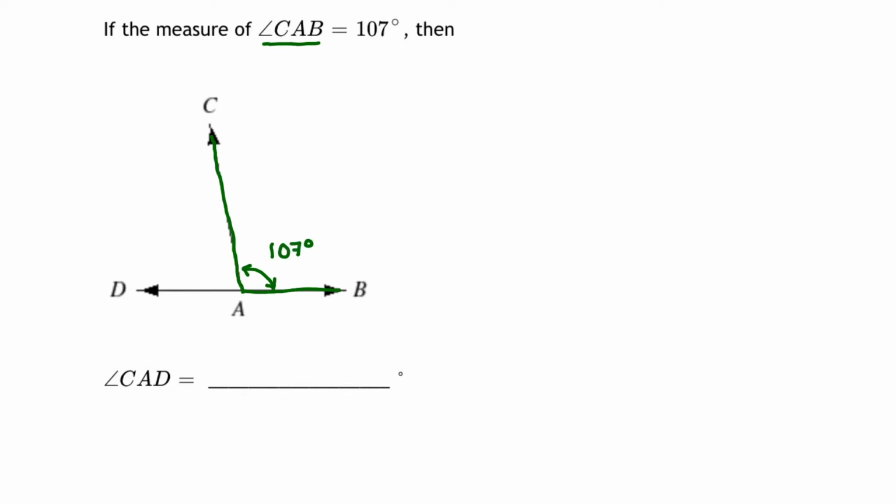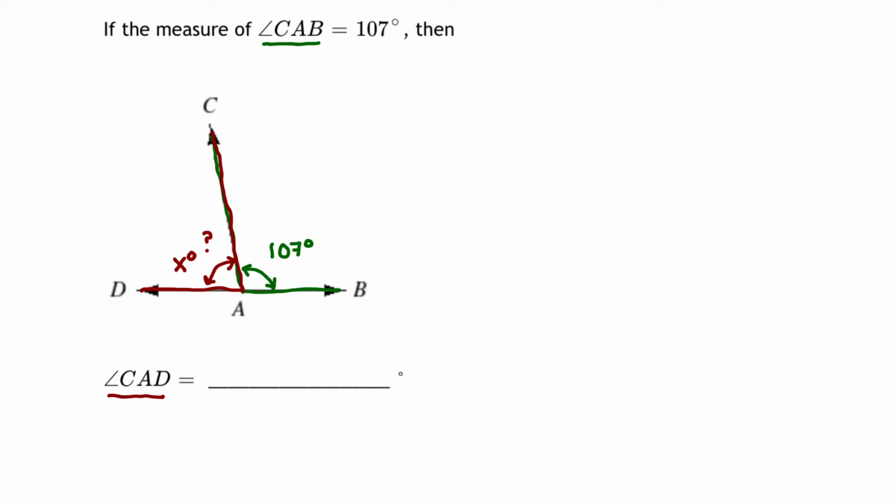Now what we're looking for is angle CAD. That begins at point C, goes to vertex A, and finishes at D. And that's this angle right here. We don't know what that measurement is, so I'm just going to call it X degrees because it's unknown.